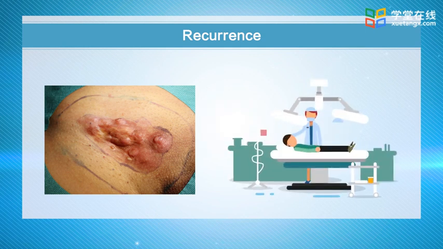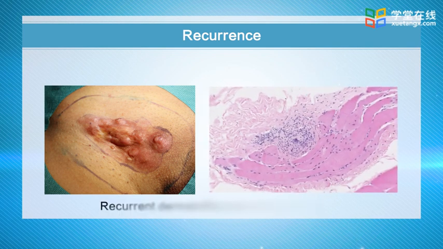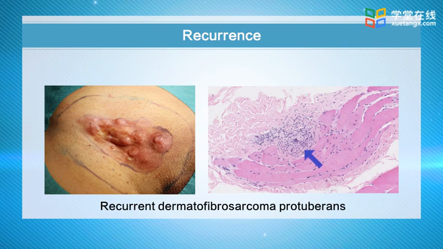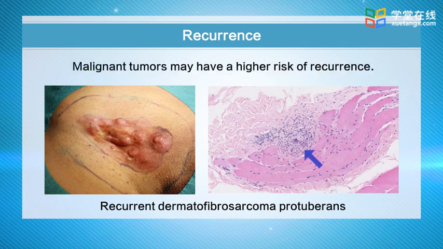If a tumor returns after surgery, it is called a recurrence. Some tumors can be removed by surgery with little risk of coming back. This type of tumor is often benign. However, malignant tumors may have a higher risk of recurrence.